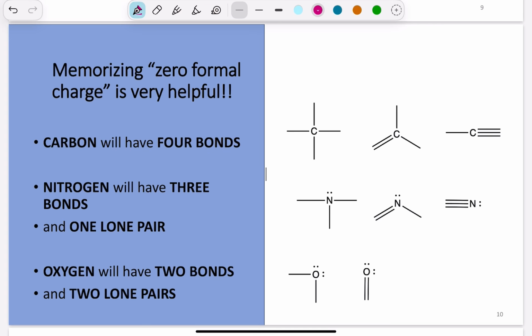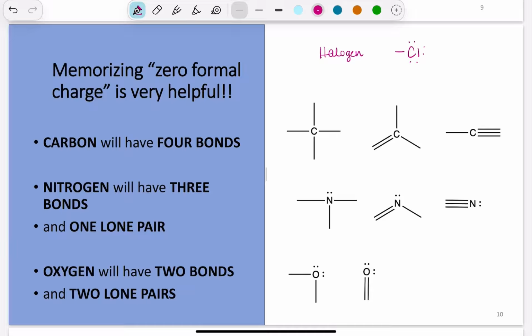So memorizing 0 formal charge can be helpful. I find this to be really helpful. So we might as well do it. It will speed it up so you don't have to count them every single time. Okay. And there are other trends you're going to find as well. So, like if you have a halogen that has a single bond and 3 lone pairs, it has a 0 formal charge as well. Okay, so there will be other trends you find. And I want to say that these trends go for the elements underneath them as well.